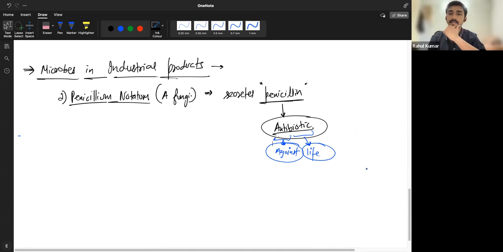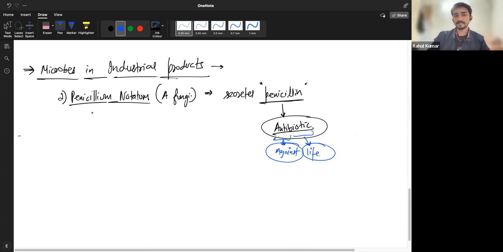So the bacteria's life. That's why they are called antibiotic. Antibiotic is a broader term. The kind of antibiotic penicillin is called antibacterial. There can be antiviral, antifungal. They all come under the broader class of antibiotics. But because we mostly use antibiotics to treat bacterial diseases, we just call them antibiotics.